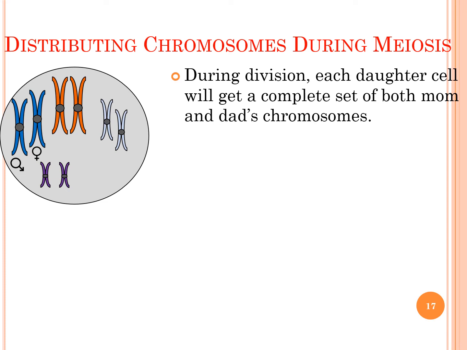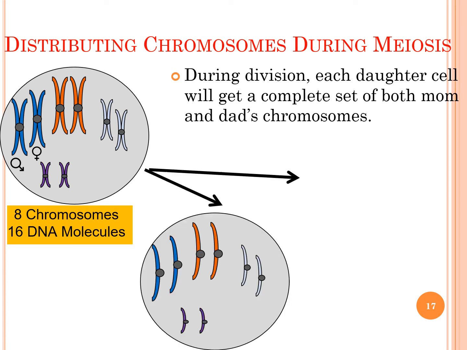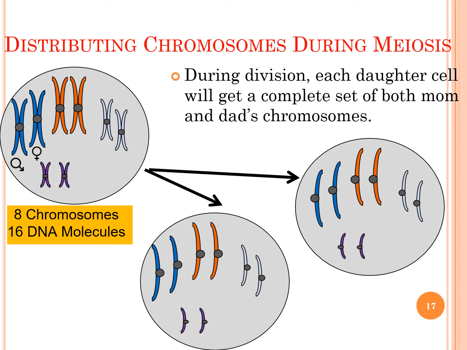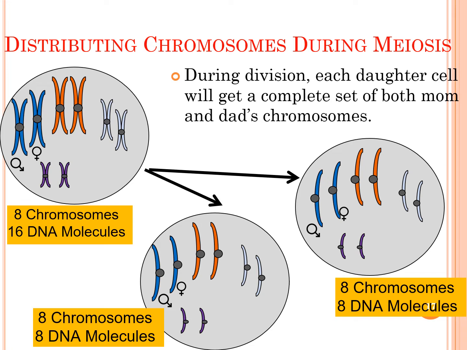So during division, we need every daughter cell in mitosis to get a complete set from both the paternal and maternal chromosomes. We're starting out here with 8 chromosomes, 16 DNA molecules. We're going to divide that into 2 cells, each with 8 chromosomes. So this cell here, if we count our chromosomes, 1, 2, 3, 4, 5, 6, 7, 8. This cell, if we count our chromosomes, 1, 2, 3, 4, 5, 6, 7, 8.